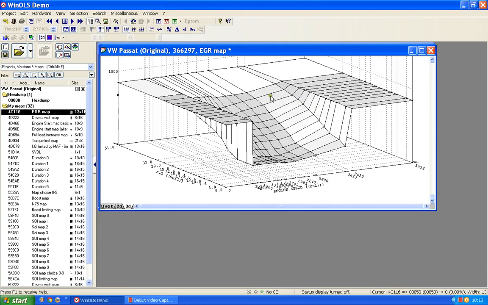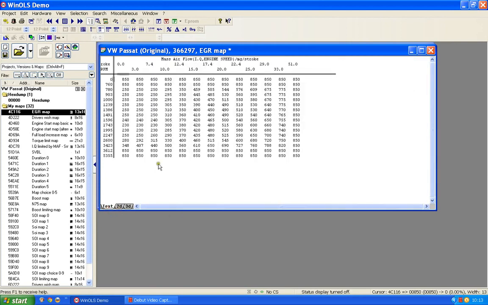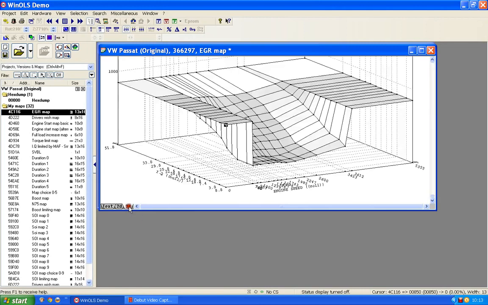Now some people think that if they just change all of these values to 850, so they go back here and make every value in this map 850, then all of the airflow will be via the MAF and none will be via the EGR, so the EGR will effectively be shut. And of course it will effectively be shut, but you may well run into problems, because if the EGR appears to be shut, other maps in the file may well look to see what the EGR values are.